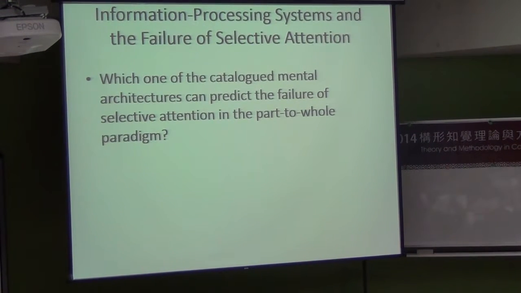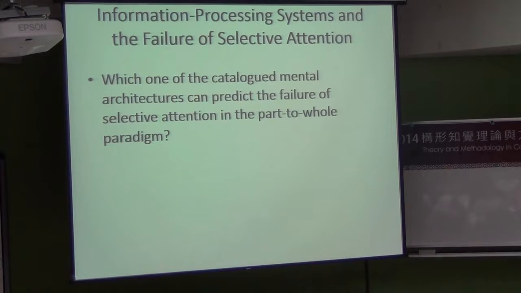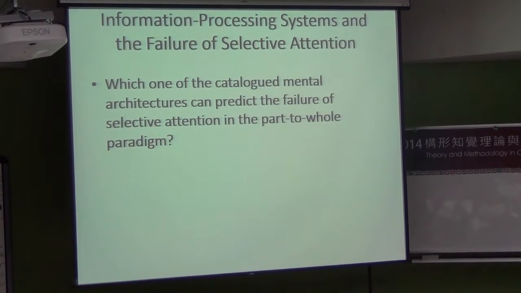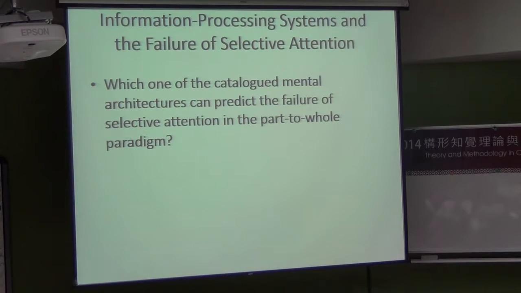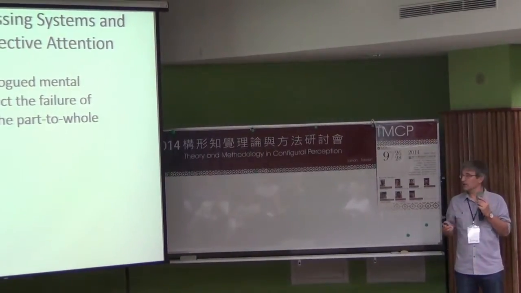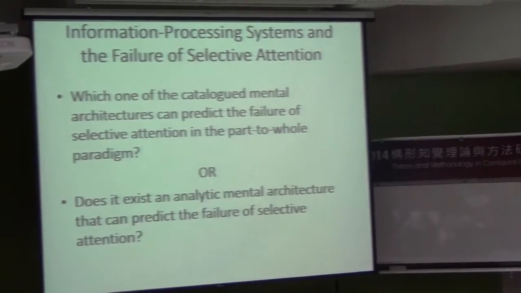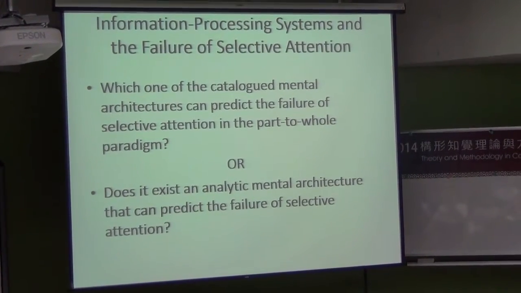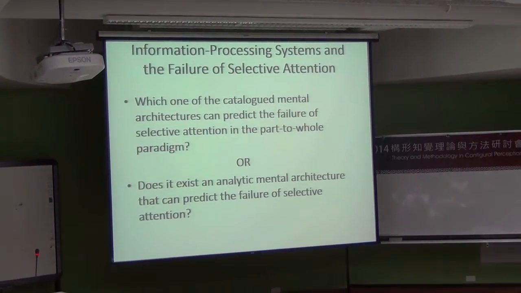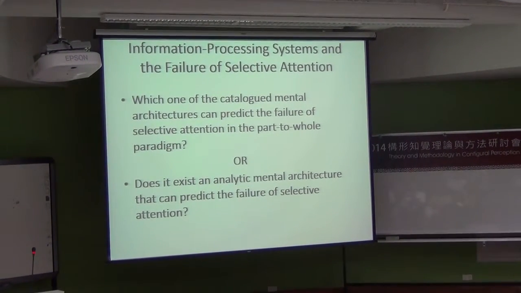To better understand this, we'll try to find out whether there is any architecture that can generate failure of selective attention, but which is not holistic at all. Now this is a good point, right? If we can show that, this would provide a good test of whether failure of selective attention is both a sufficient and necessary indicator of holistic processing.